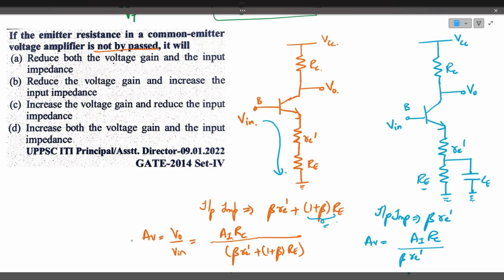So by comparing these two formulas, you can tell that by removing the emitter capacitor, if the question is if the emitter resistance in the common emitter voltage amplifier is not bypassed, means if you remove the emitter capacitor, what will happen? Voltage gain here will reduce, input impedance will increase. It will reduce the voltage gain and increase the input impedance. So answer is option B.